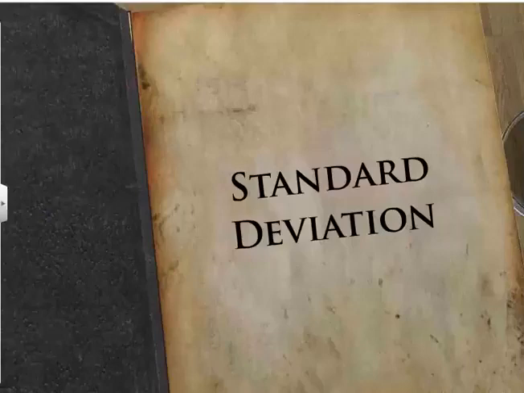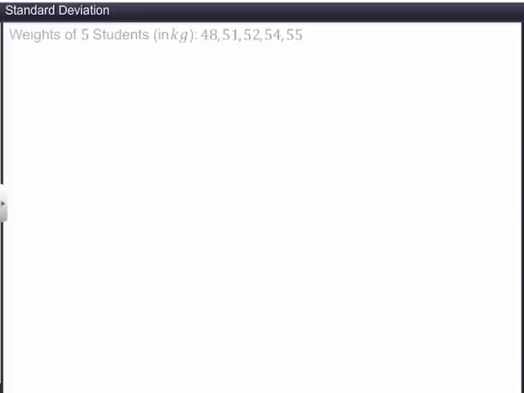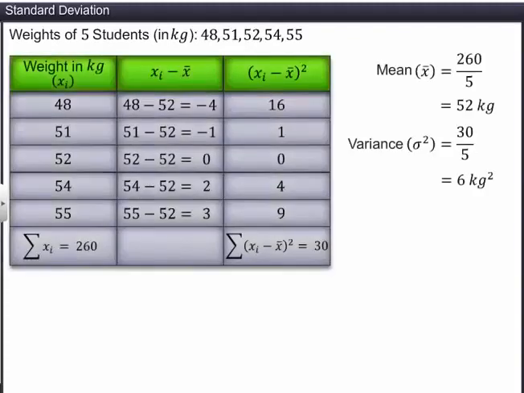In this module, you will learn to find the standard deviation of grouped and ungrouped data. Let's look at the weights of 5 students. The mean of the given data is 52 and its variance is 6 kilograms.